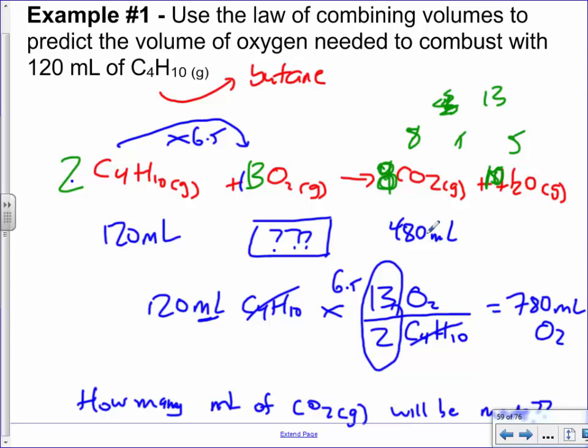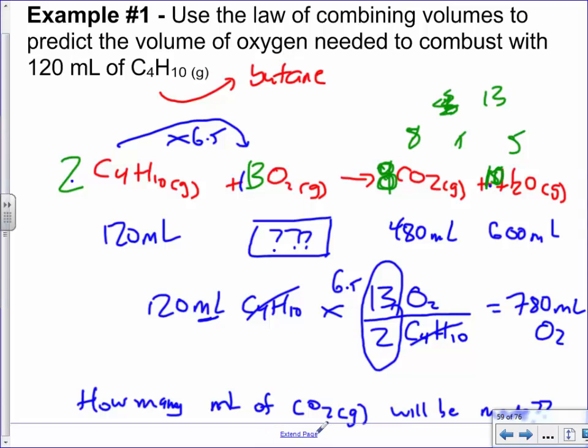Does that make sense? How do you get from 2 and get to 10? Multiply by 5. So if you started with 120 and you multiply by 5, that actually makes this guy become 600 milliliters.